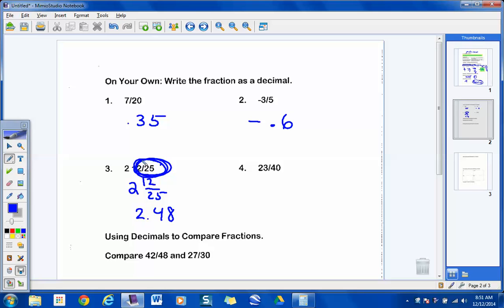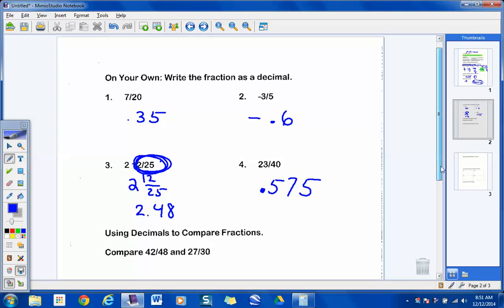Okay, my last one, kiddos, 23 over 40. Yes, Brandon. 0.575. Very good. I agree. Okay, how are we feeling about turning fractions to decimals? This might be the easiest thing we've done all year, right? Last try was easy too.